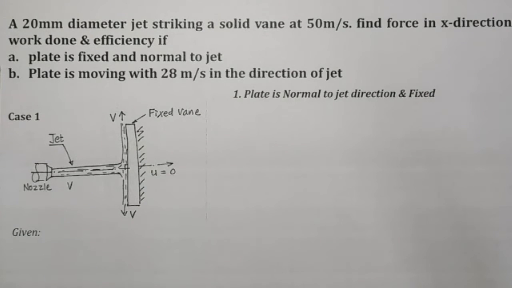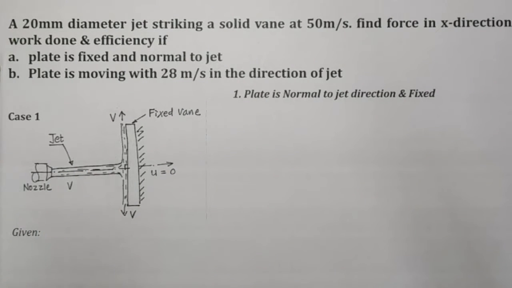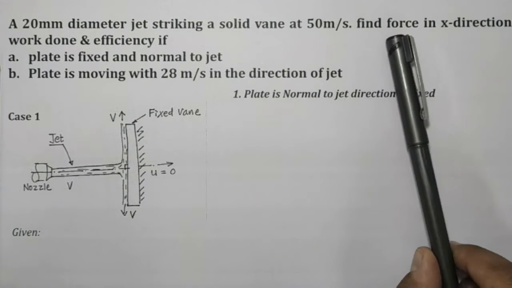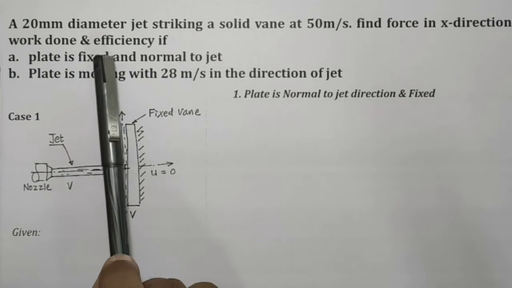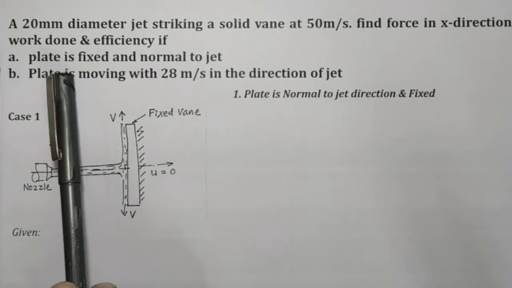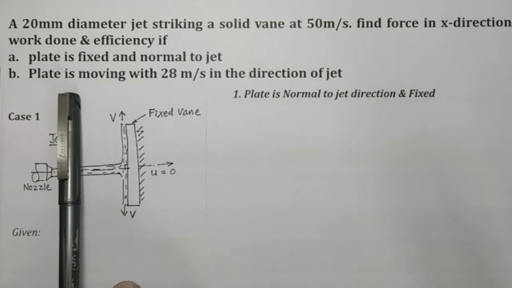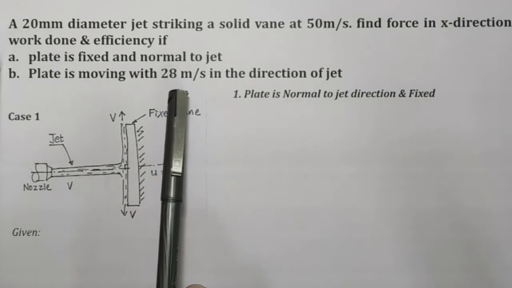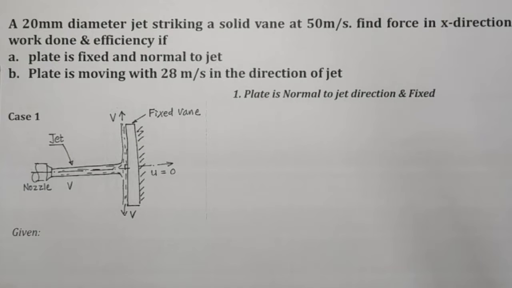The first example is that a 20 mm diameter jet striking a solid vane at 50 meter per second. Find the force in x direction, work done and efficiency if the plate is fixed and normal to the jet, and second condition is that the plate is moving with velocity 28 meter per second in the direction of the jet.